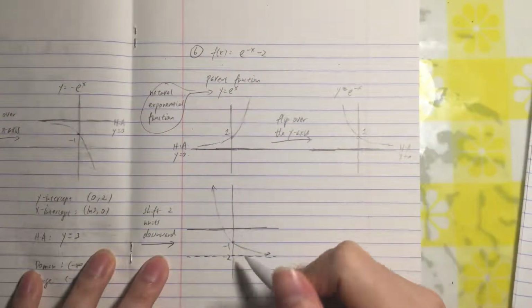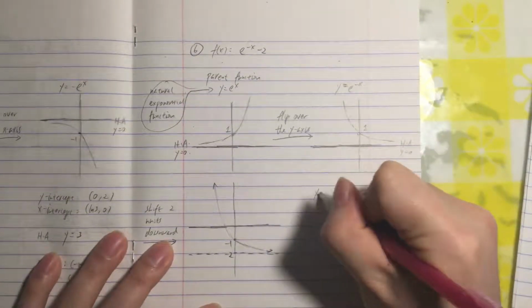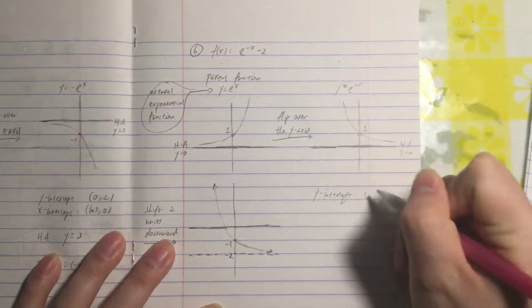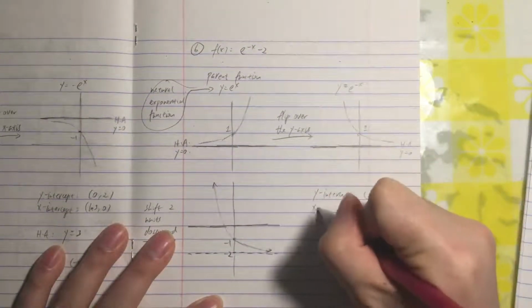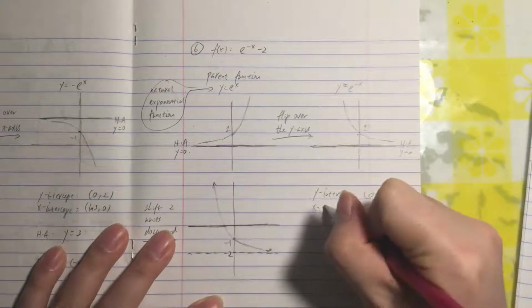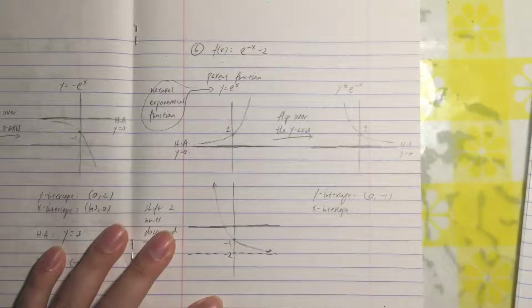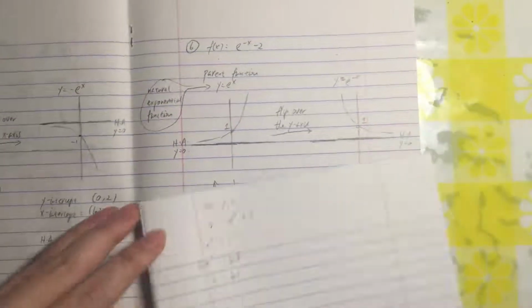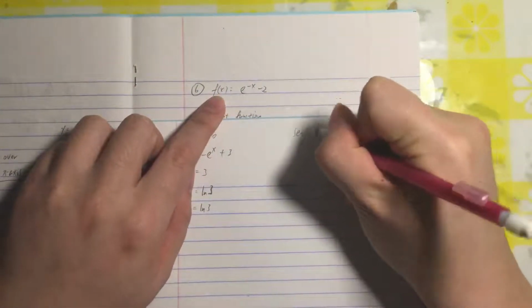And for this graph, we can see that the y-intercept is 0, negative 1. There's the x-intercept here. How can we find the x-intercept? For the x-intercept, we set y equal to 0. f of x is y. Set y equal to 0.